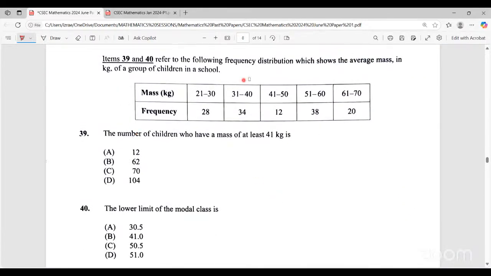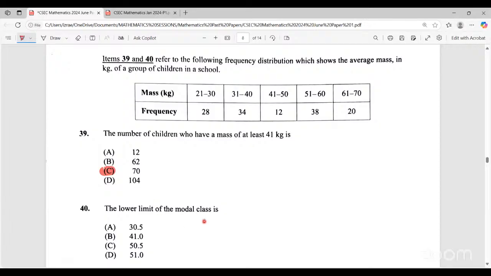39, 40, the frequency distribution shows the average mass in kg of a group of children in a school. The number of children who have a mass of at least 41 kg is. Mass of at least 41 kg. The number of children will be what? 12 add 38. That will be 50 add 20, get you 70. All right, so 70 children.